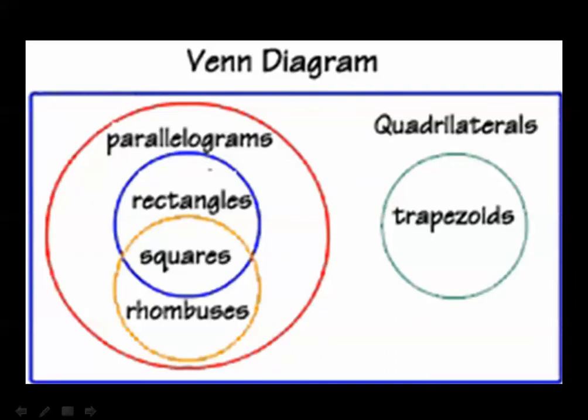And here's a Venn diagram showing the relationship of all these quadrilaterals. The blue box represents quadrilaterals. The red circle represents parallelograms, and notice inside parallelograms is a blue circle and a yellow circle that overlap. The rectangles are the blue circle, it's not rhombuses, it's rhombi. Rhombi is in the yellow circle, and where they overlap is going to be squares. And then trapezoids are in the green circle all by themselves because they don't share any of the properties of the other quadrilaterals.